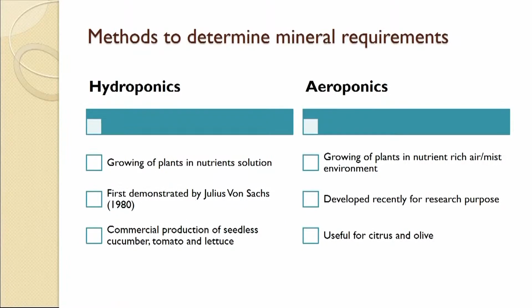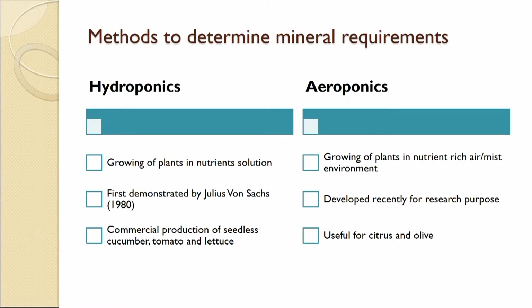So, how can we determine the mineral requirement of a plant? There are two techniques for this. One is called hydroponics, another is called aeroponics. In hydroponics, the plants are grown in nutrient solution, while in aeroponics, the plants are grown in a nutrient-rich air or mist environment. Here the plant roots are always aerated through the nutrient-rich air.